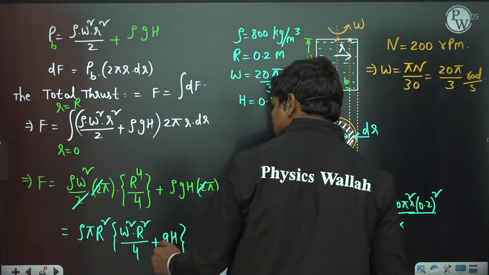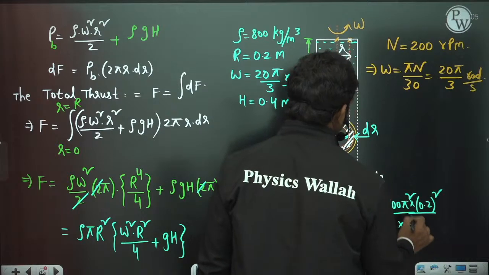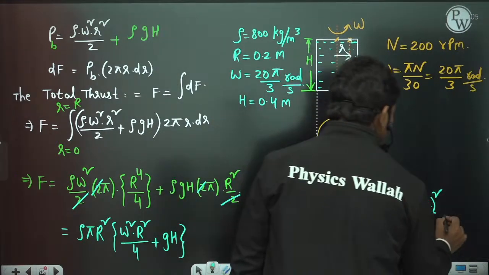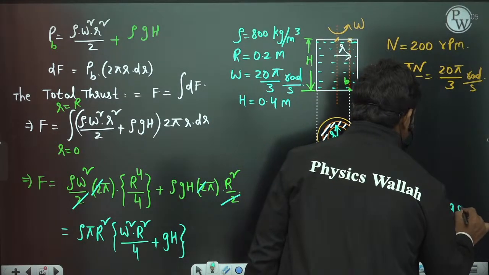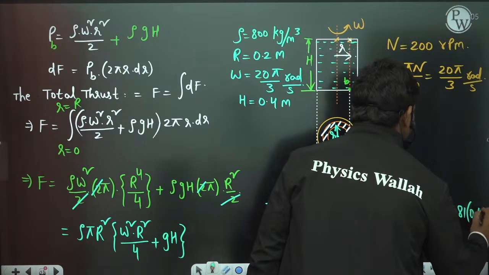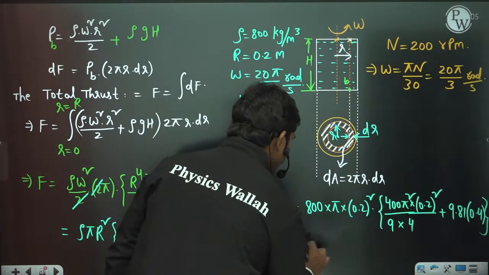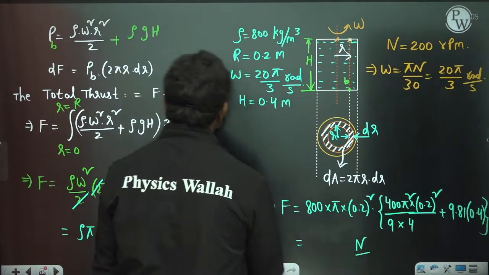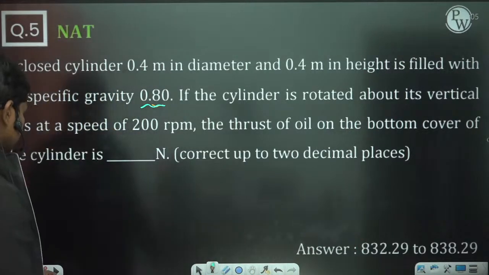divided into this 4, which is also there over here. So omega square r square by 4 plus 9.81 into h, which is 0.4. That's it. You have to just calculate this value and the answer is going to be in newtons. What units are they asking? They are also asking you the answer in newtons.